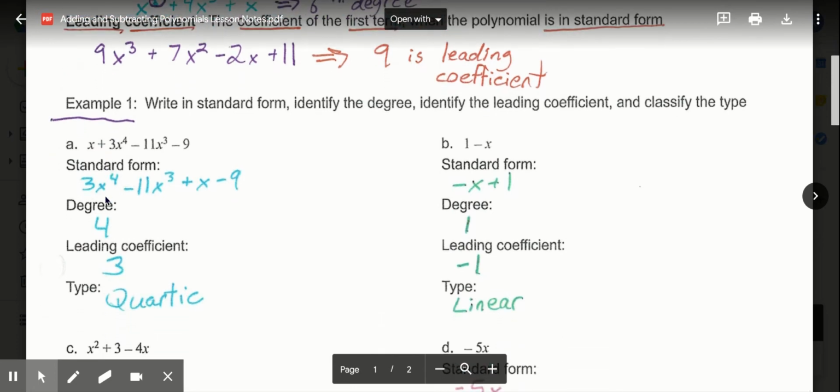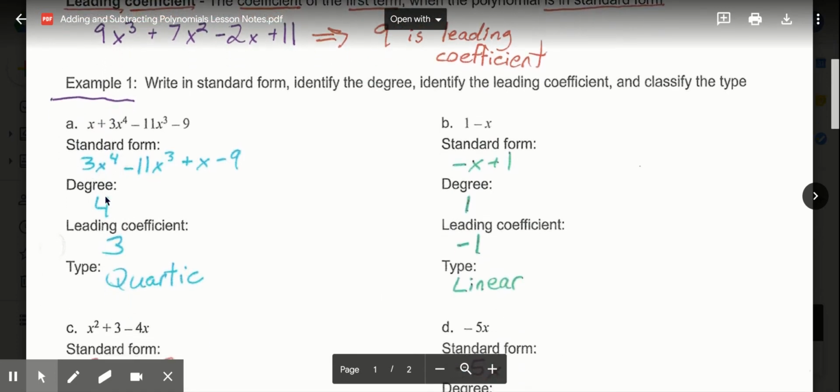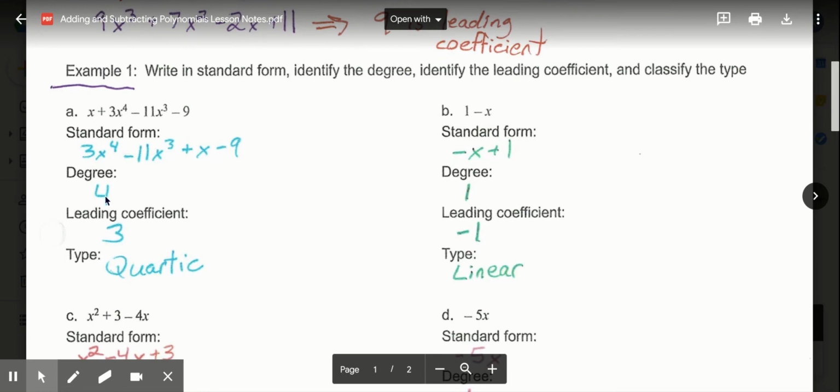So example 1 is practicing these different types of vocabulary terms. Now the type we'll go over. So we'll start though always with standard form. So standard form, we need to arrange it based on exponents.